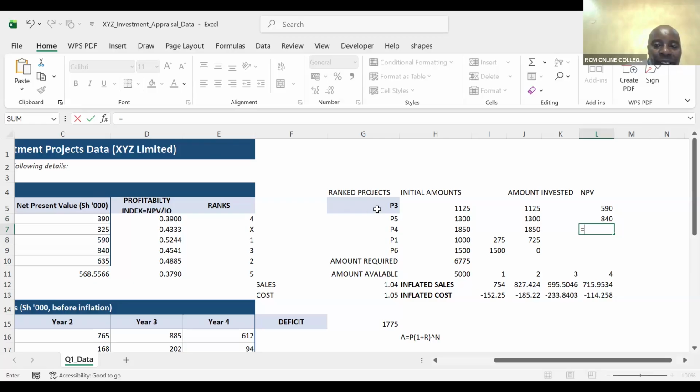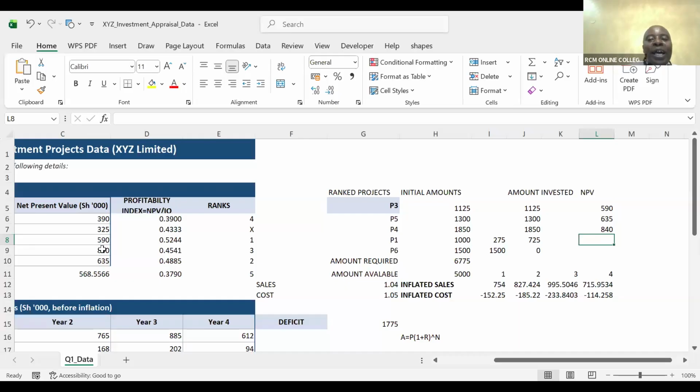Sorry, I must have mixed up things here. P3 is supposed to be 590. P5 is supposed to be 635. Sorry for that. Escape. So this is supposed to be 635, like that. And then we go to P4. So P4, I'm enjoying. P4, ladies and gentlemen, I'm going to pick this 840. Then we come to P1, I prorated.